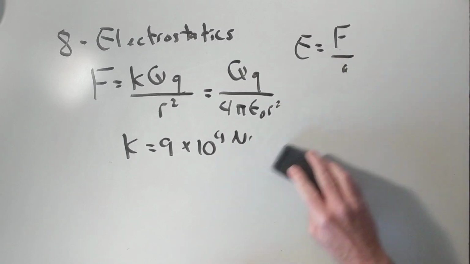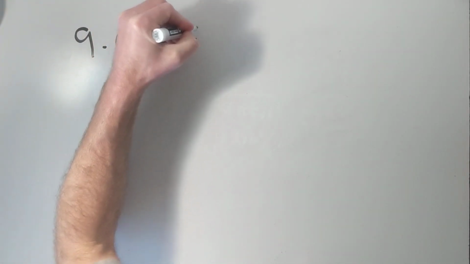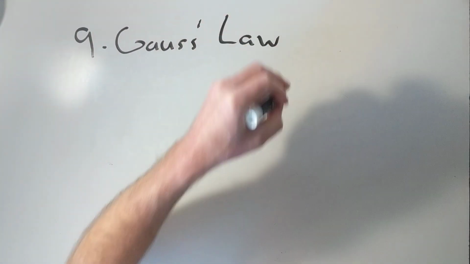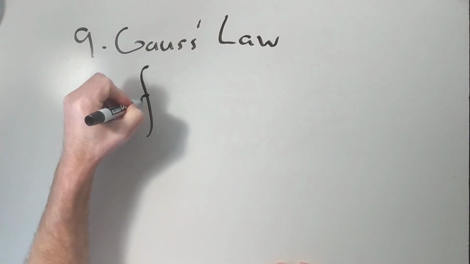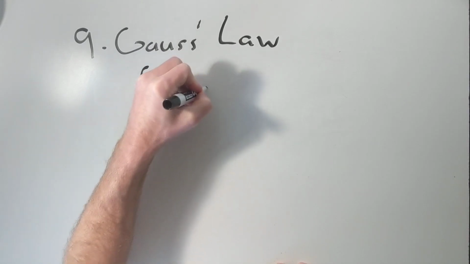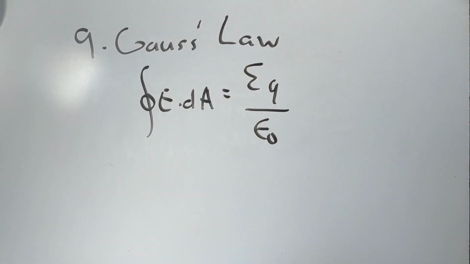Unit number 9, we spent a lot of time on only one equation. And the one equation was really Gauss's law. Now in Unit number 9, Gauss's law was really one thing. It was the integral of E dot dA is the sum of all charge over epsilon naught.